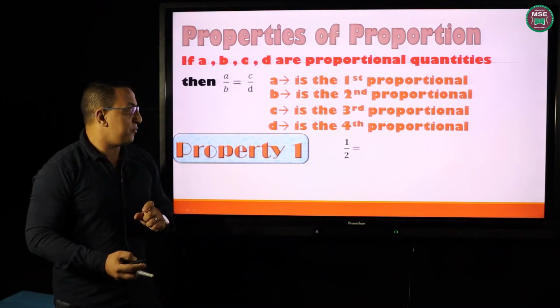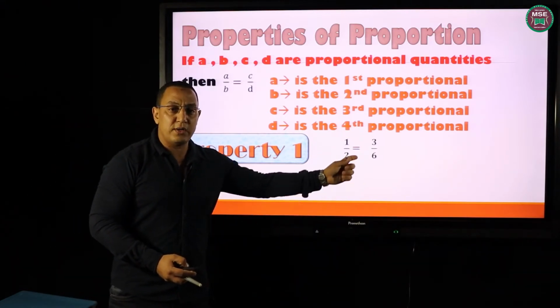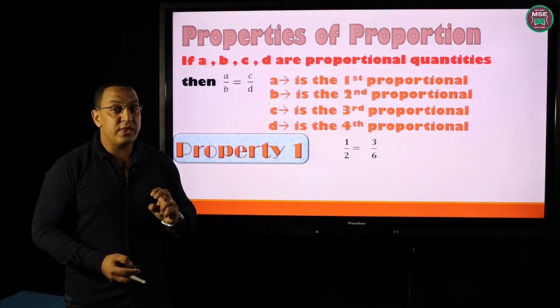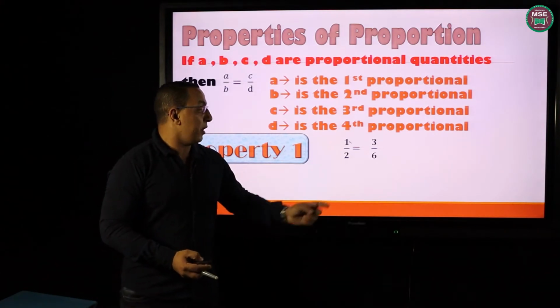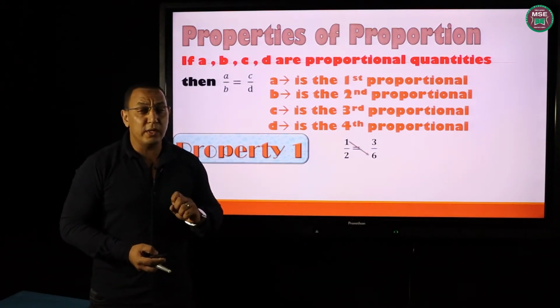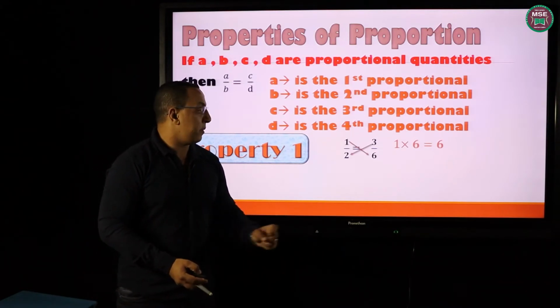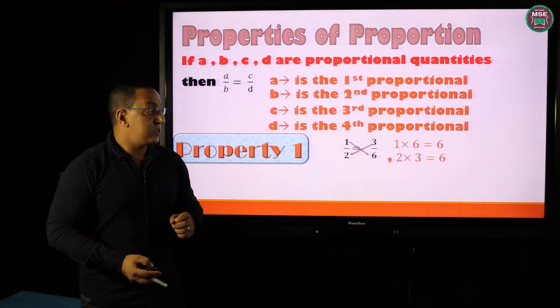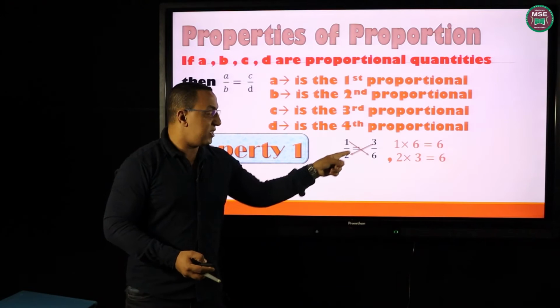The first property, for example, if we have two ratios like this, 1 over 2 and 3 over 6. 1 over 2 and 3 over 6 are two equal ratios. Then they form a proportion, okay? Now, by multiplying 1 times 6, 1 times 6 equals 6. And by multiplying 3 times 2, 3 times 2 equals 6, okay? So, the product of these two numbers equals the product of these two numbers.